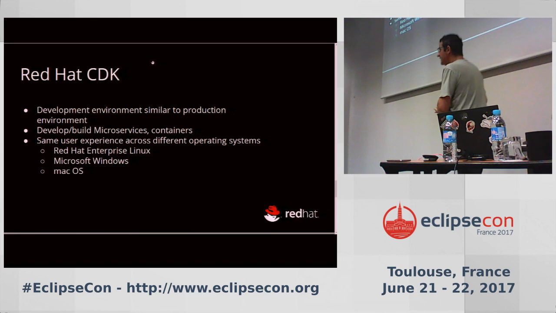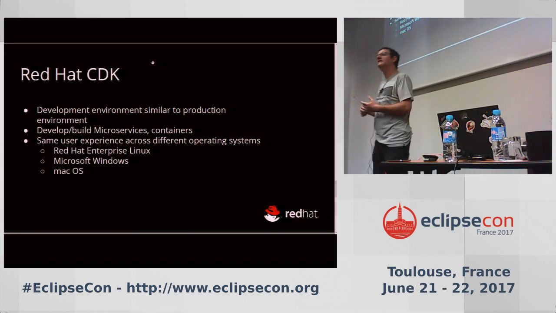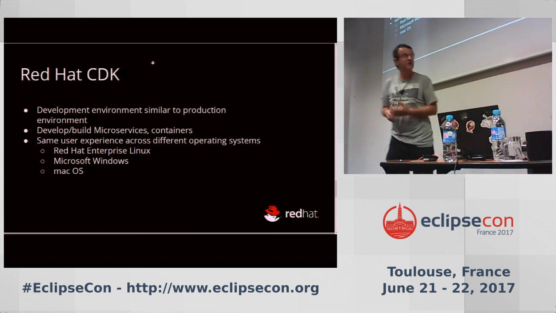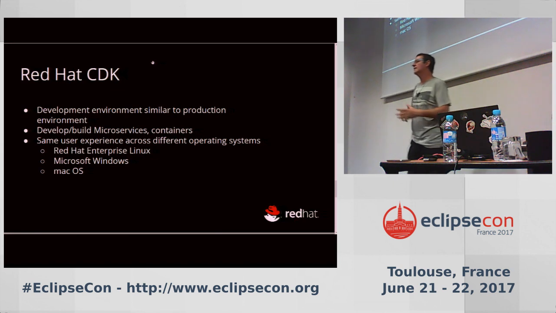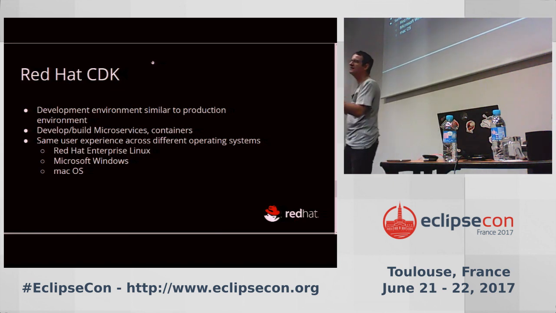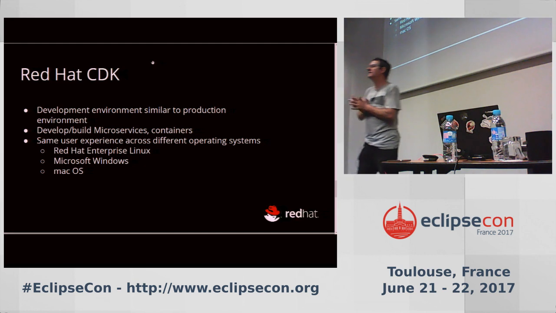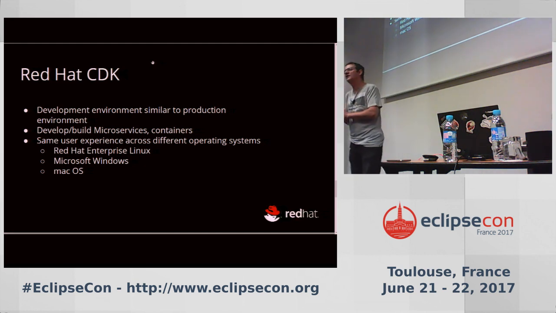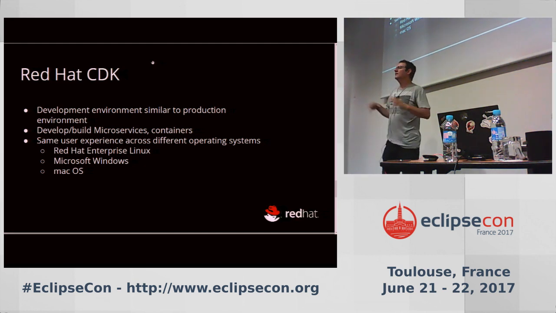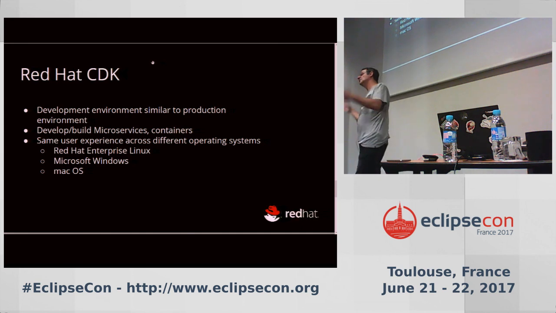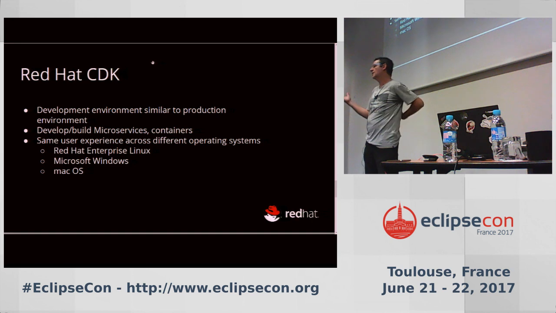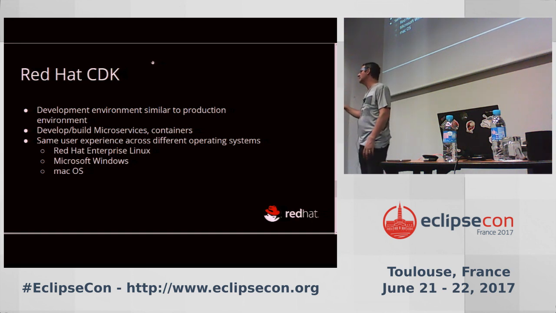We have a tool which is called Red Hat CDK. CDK stands for Container Development Toolkit. I don't know if you're familiar with Kubernetes, but it's sometimes quite difficult to set up. So in the Kubernetes world, there is a tool which is called Minikube. Minikube will allow you to set up a Kubernetes cluster using a single virtual machine. So basically, it will be a cluster with a single node.